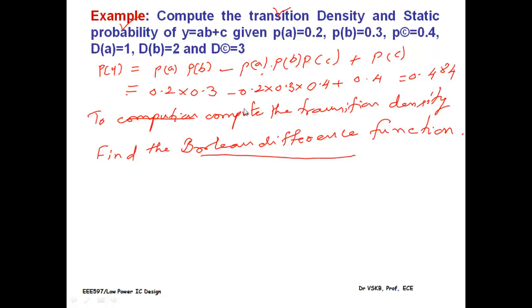I calculated the probability of y, and then we would want to now calculate the Boolean difference functions with respect to each of these inputs. First we would go for taking dy by dA. I am going to be putting for a 1, and I would be putting for a 0, and I would calculate fxi and fxi bar.